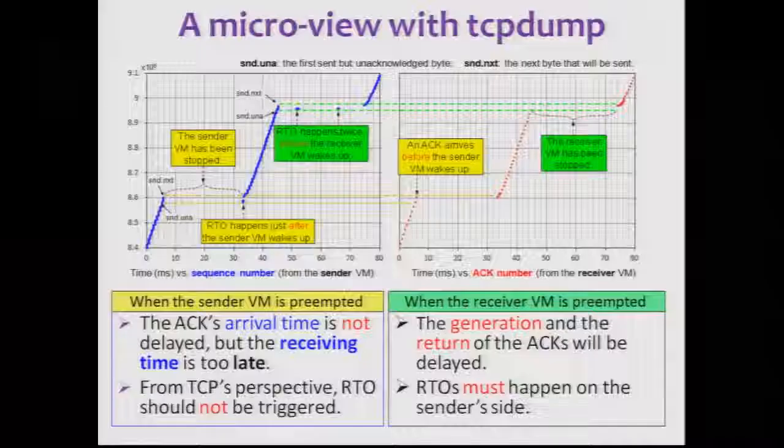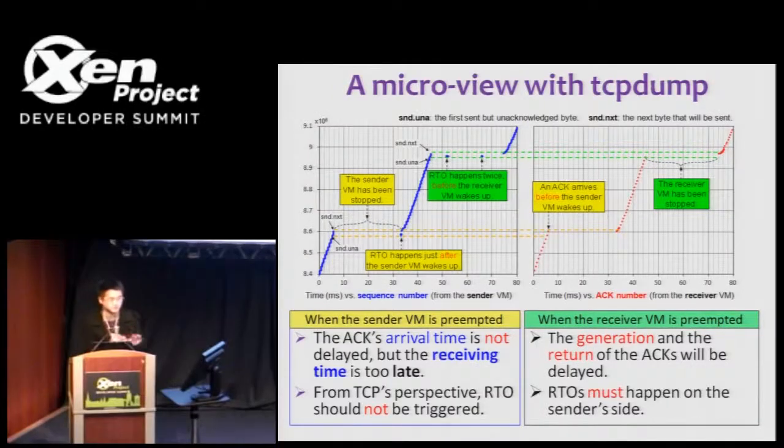But when the receiver VM is preempted, since the ACKs cannot be returned until the receiver VM gets CPU cycles again, this kind of problem, well, RTO must happen on the sender side. Well, this is much like a traditional networking problem.